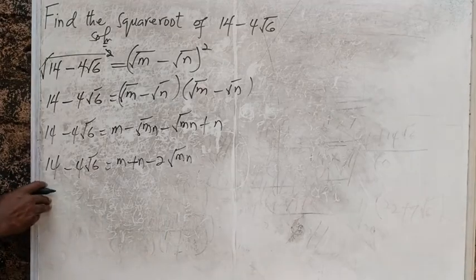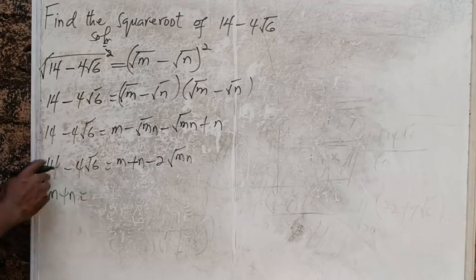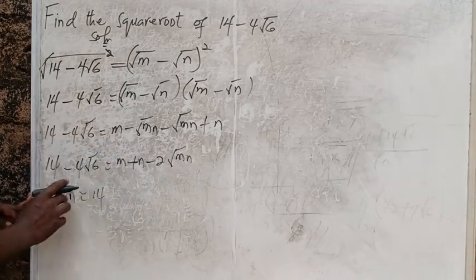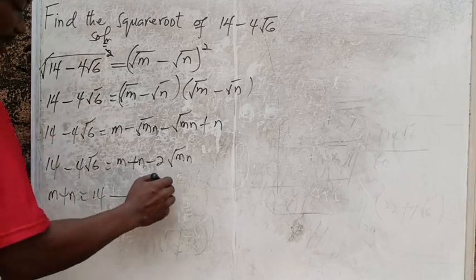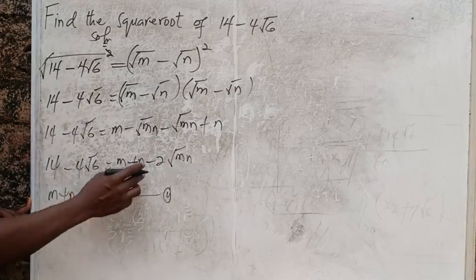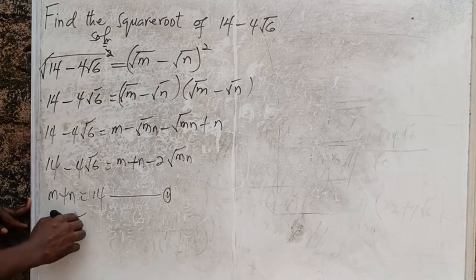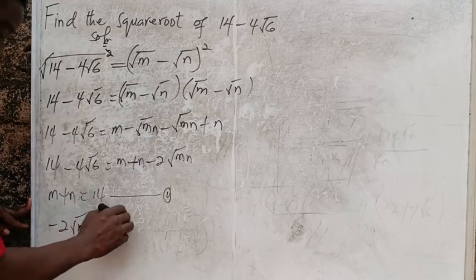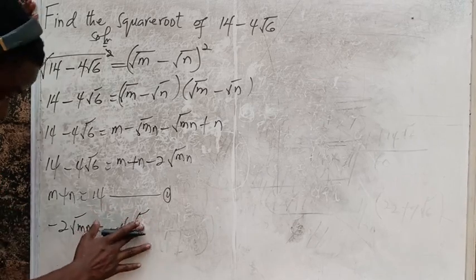Okay, so by comparison now, you see that m plus n must be equal to 14. Those without root are equated to those without root here. You label this equation 1. Also, minus 2 root mn must be equal to minus 4 root 6.